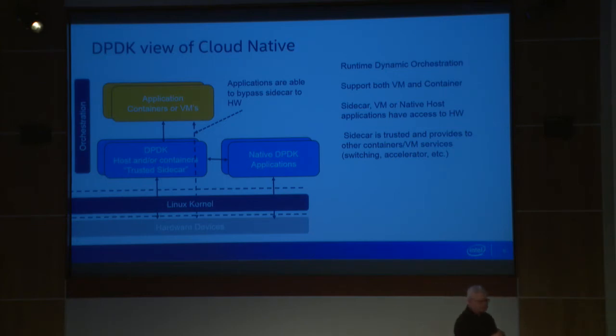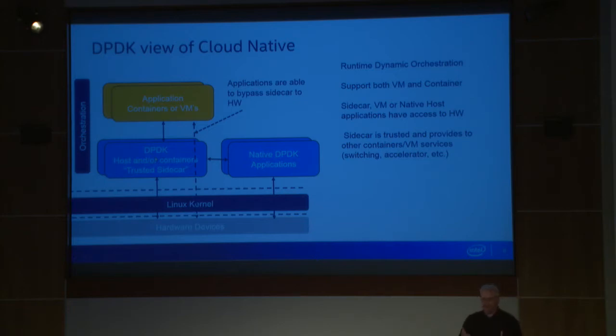You still have your standard applications or containers. They could be a virtual machine, or could be based on a container itself. You have a DPDK host, and it could be DPDK host based or container based, which is this little box here, in what we call creating a trusted sidecar. And then you still have your standard native DPDK applications that run on the host. So what we're looking at is how we can improve DPDK to act as a trusted sidecar.